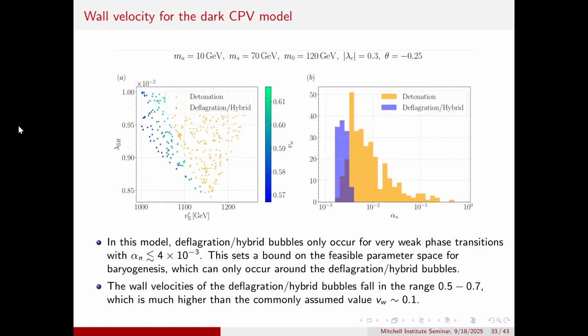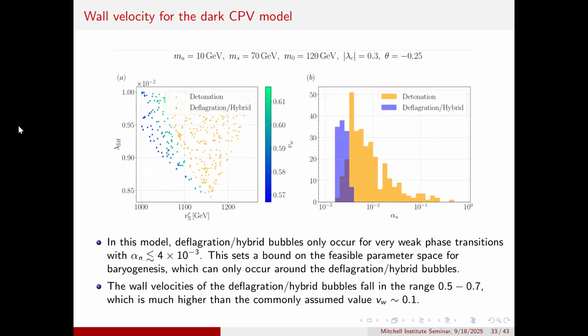We also plot these points in the histogram of alpha n, which is the phase transition strength we introduced earlier. And we found that for this model, the deflagration and hybrid bubbles only occur for very big phase transitions with alpha n below 4 times 10 to the minus 3. So this sets a bound for baryogenesis, because baryogenesis could only occur around deflagration and hybrid bubbles in the conventional setup.